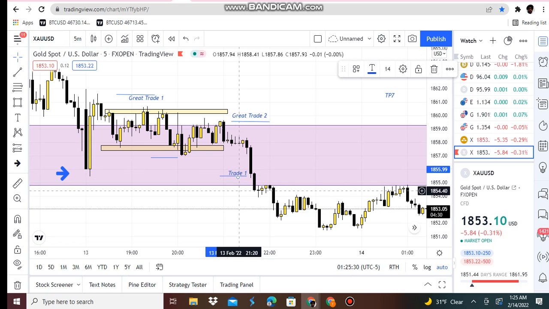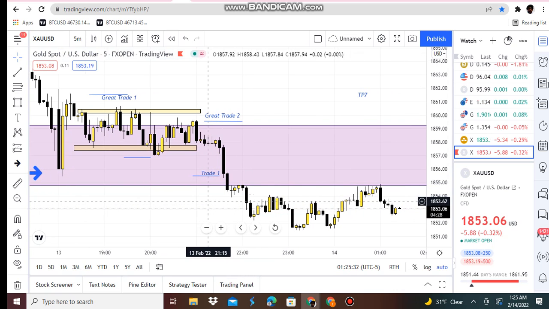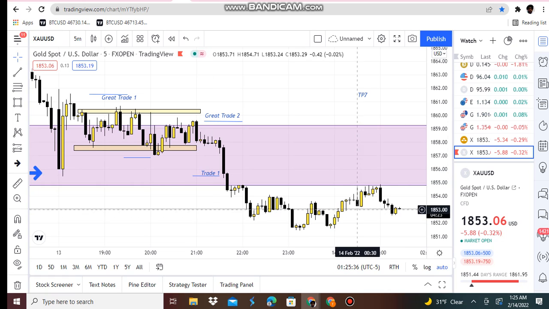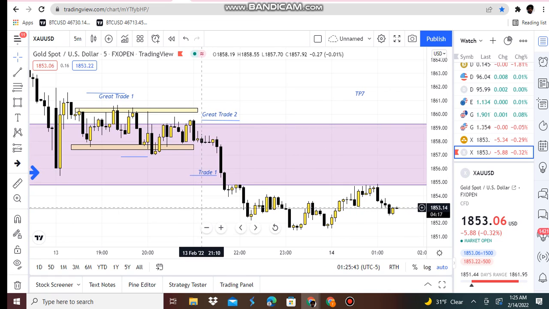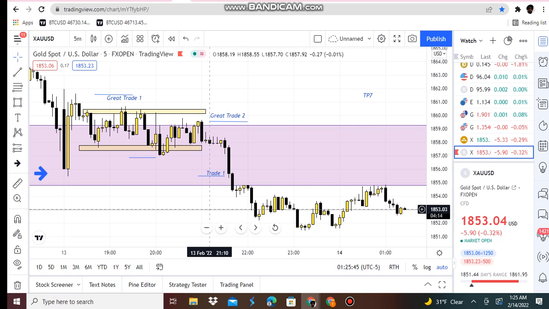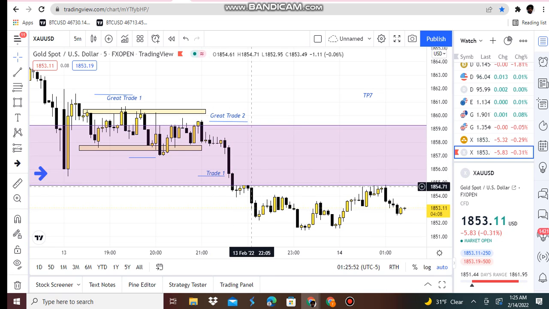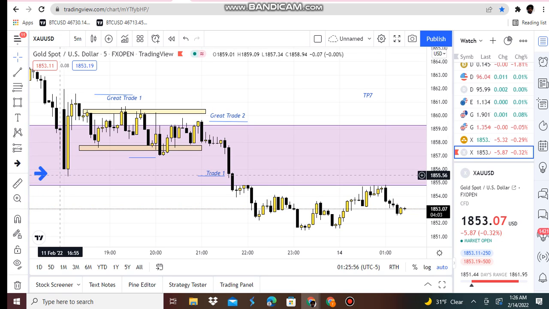Trade one. It's still a great trade. And we could have ridden it from 1855 all the way down to 1852, depending on your lot size. Easily could have been a couple hundred, a couple thousand, depending on your lot size, how much you have in your account, how much you're willing to risk. So we have to wait for price to make another lower high, and then we could have gotten in for great trade 2. And once price breaks this arrow, once price gets below this last low, February the 11th, 1855, it gets past it at trade 1. We could have gotten in at trade 1 at 1855 and ridden this all the way down to 1852.